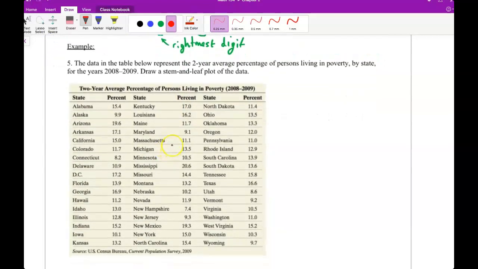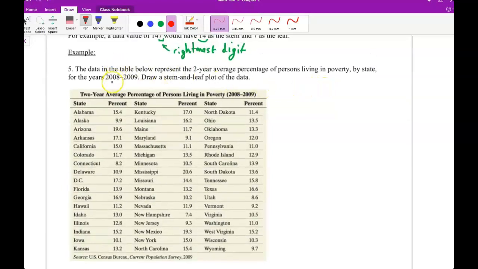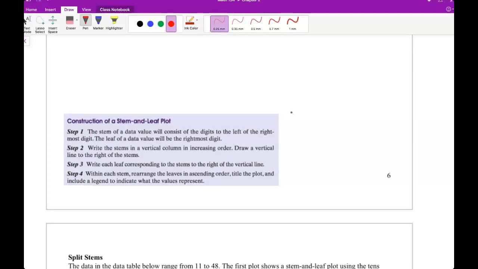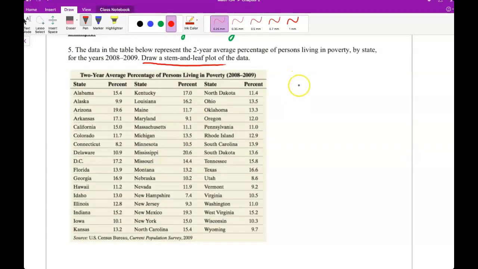Example. We have these data in this table, and that is for the years 2008 to 2009. You should draw a stem and leaf plot of these data. So, okay, I'm drawing that here.